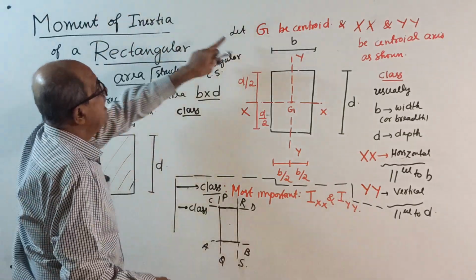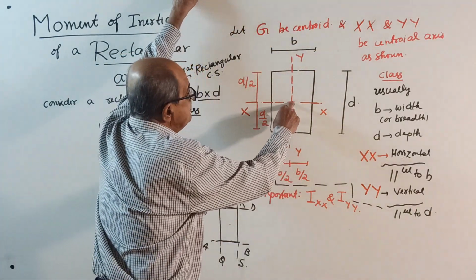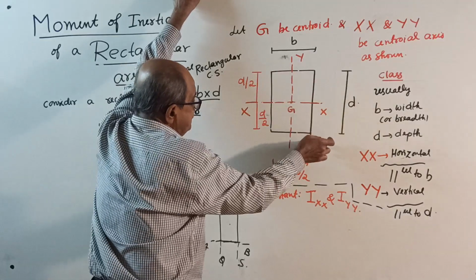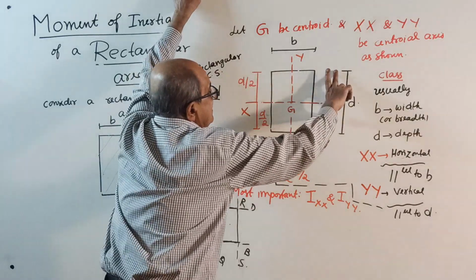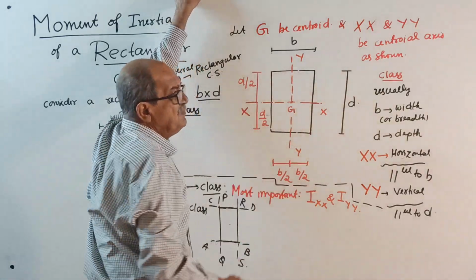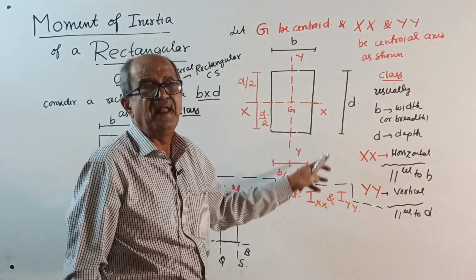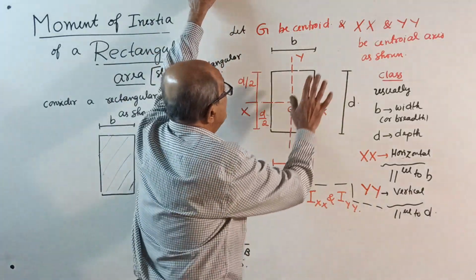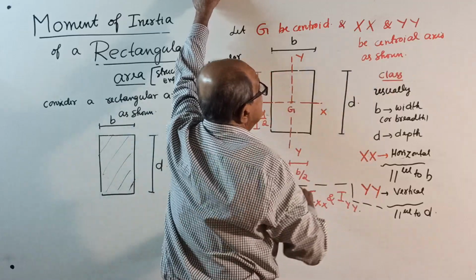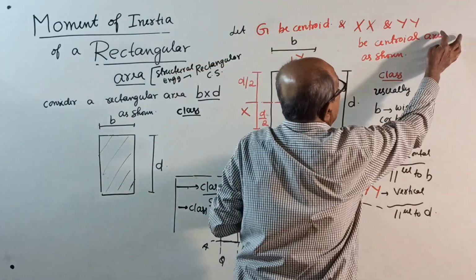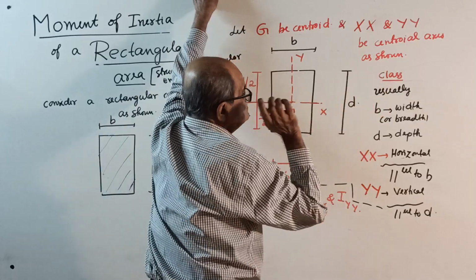Now, let G be the centroid. See, centroid is here, G. If this is B, B by 2, B by 2. If this is D, D by 2, D by 2. Everybody knows it. I don't have to explain now. Already decided earlier. Okay, then. Let XX and YY be centroidal axis. Axis, because two are there. Axis, as shown.